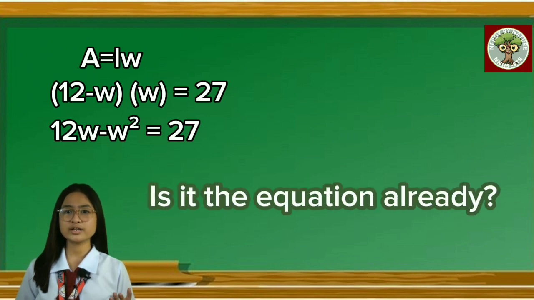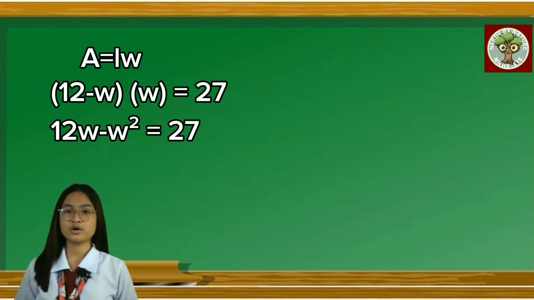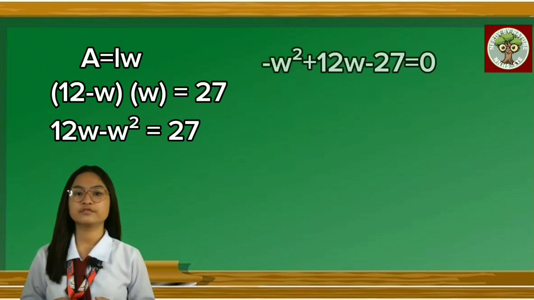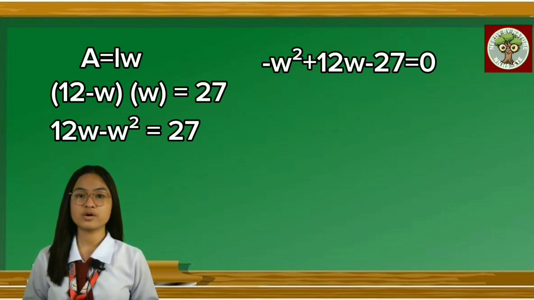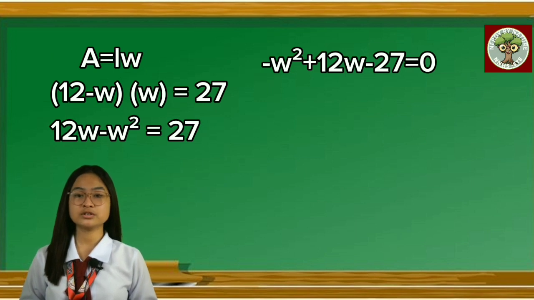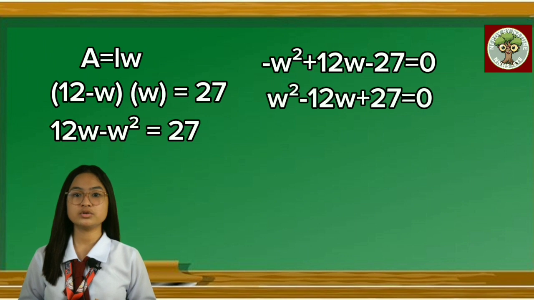Is it the equation already? No! Therefore, we have to rewrite it into standard form. Negative W squared plus 12W minus 27 equals 0. Since our leading coefficient is negative, let's change it into positive and the rest of the signs will change as well. Therefore, our equation would be W squared minus 12W plus 27 equals 0.